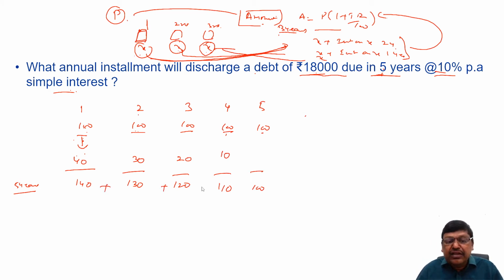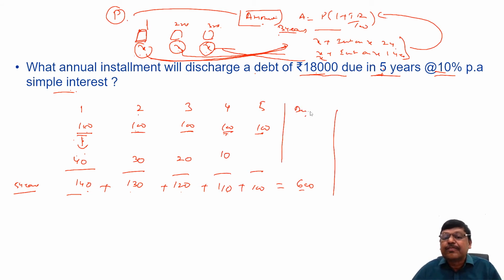So if I add these 5 things, it will be 270, 390, 500, 600. So an annual installment of 100 rupees will discharge a debt of 600 that is due after 5 years.